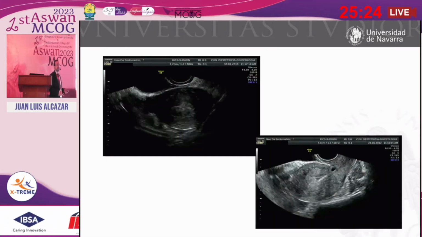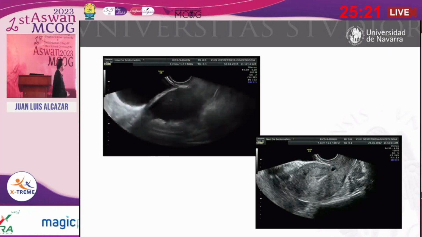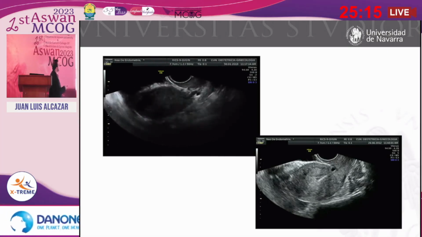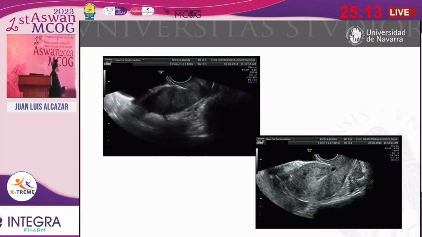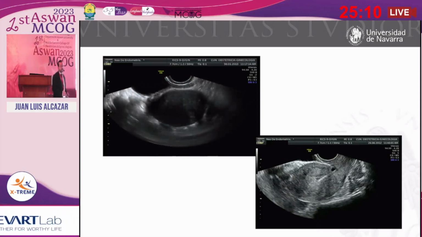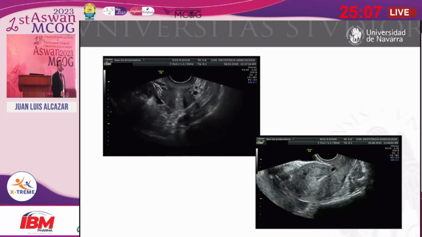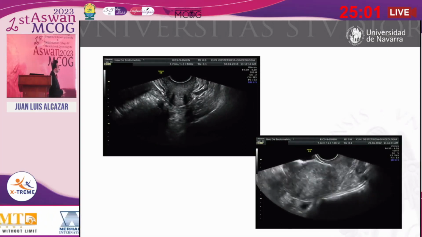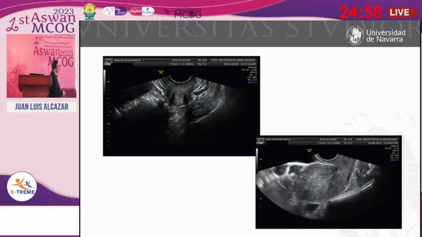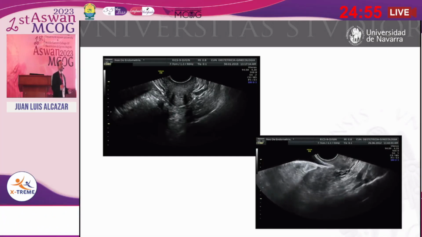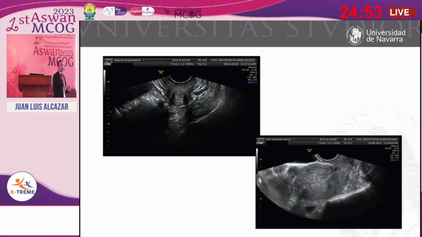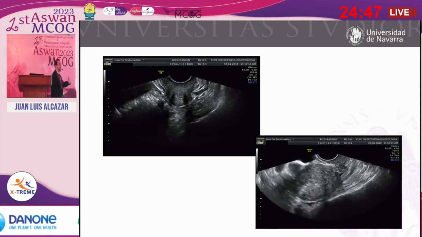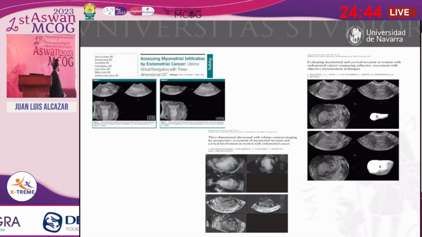But we can do that also by subjective impression. In this case, you see the myometrial-endometrial interface pretty well defined. So we would say here there is no myometrial infiltration, or probably less than half myometrial infiltration. But if you look at this case, you see the tumor here, and the tumor is very close to the serosa here. So in this case, we would say this is a deep myometrial infiltration. No measures, just by looking at the image and at how the tumor invades the myometrial wall.